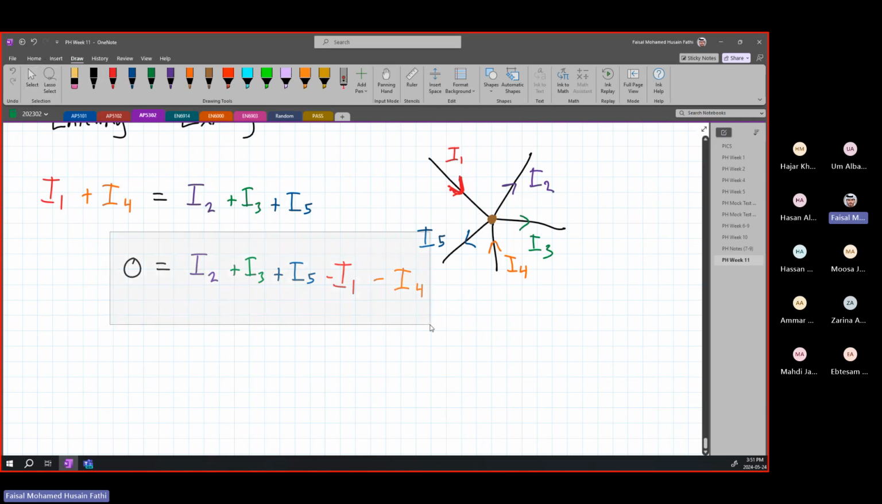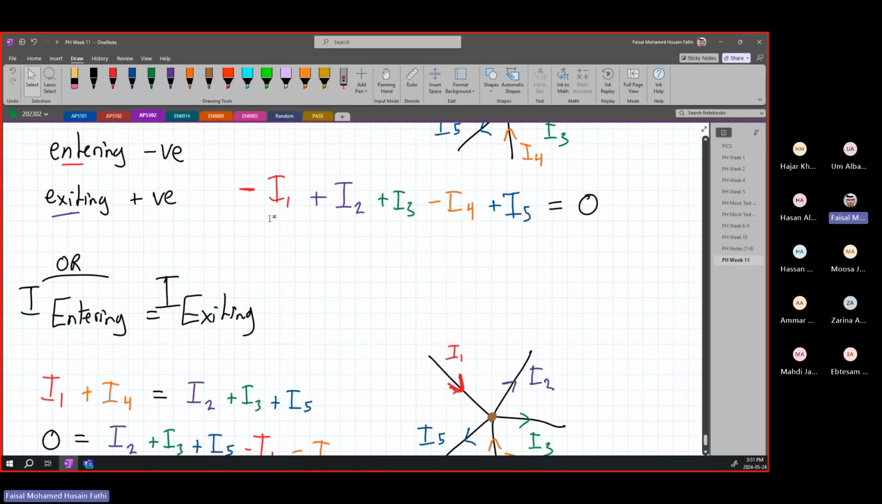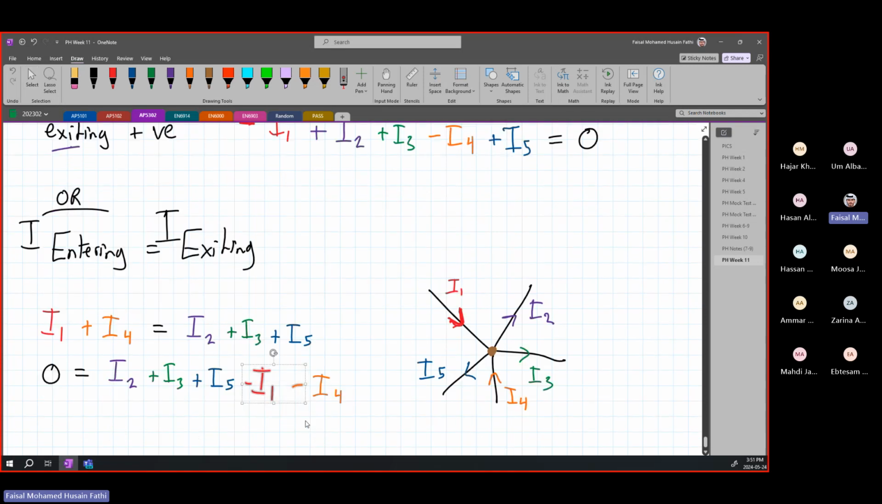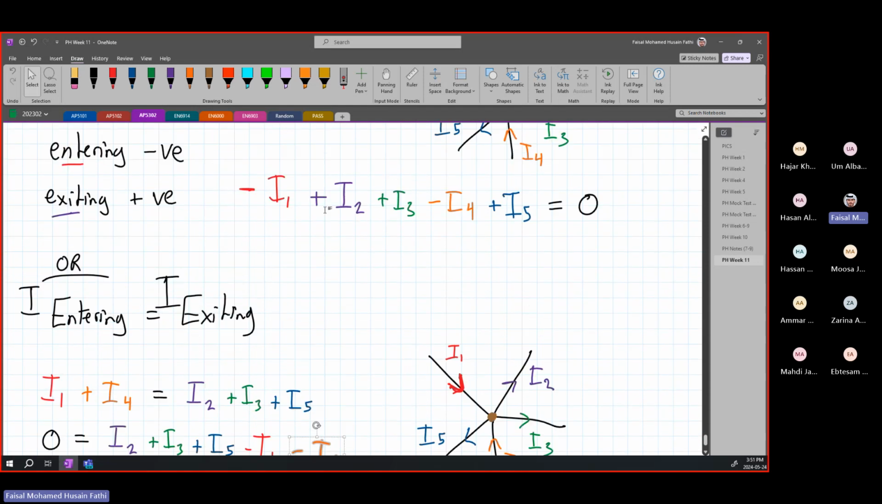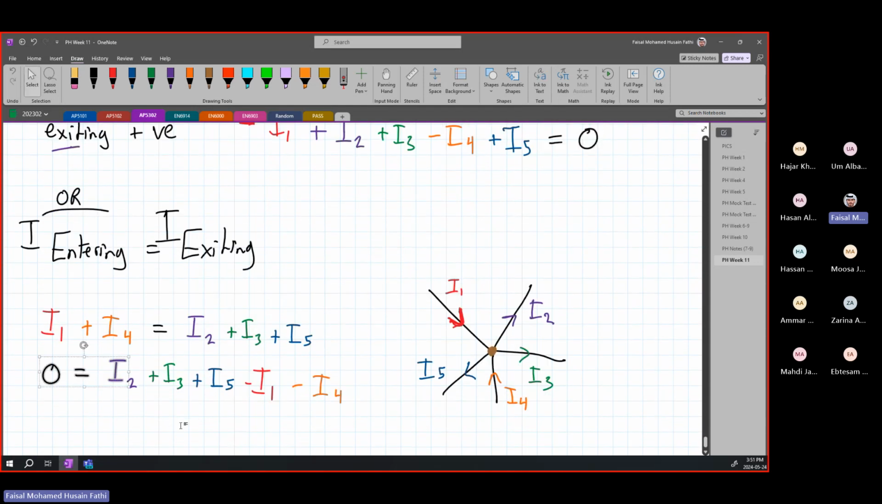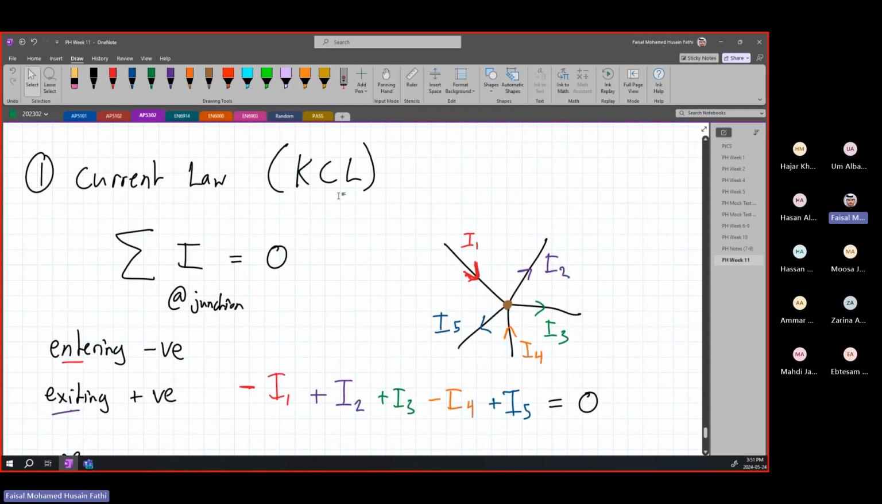So if you notice now, this equation is exactly the same as the equation we got earlier up here, which is minus I1, and minus I4, here also minus I4, and everything else is positive, and it's all equal to 0. So these are the two different ways you can do the Kirchhoff current law.